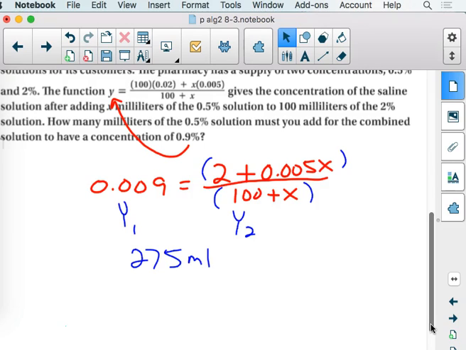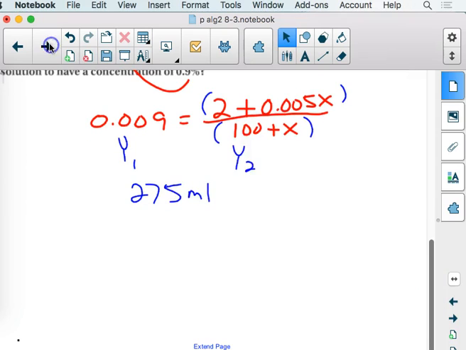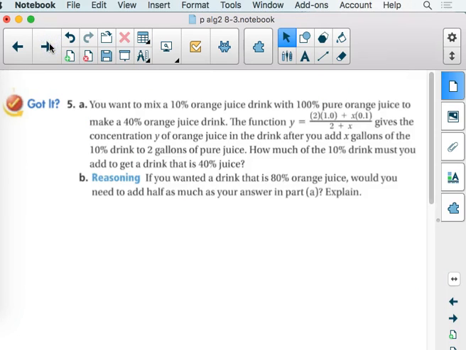Well, good news, they have another one of these down below, so maybe I can get my Y's in the right spot this time. Here we go. Alrighty. Orange juice drink is not pure orange juice. It says what you're going to do is mix 10% orange juice with 100% pure orange juice to make a 40% orange juice drink. That little function gives the concentration Y of orange juice in the drink after you add X gallons of that juice.